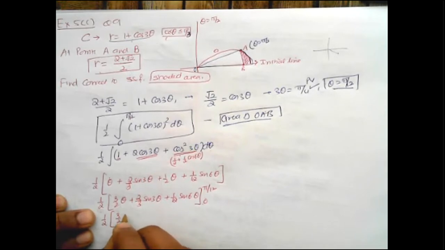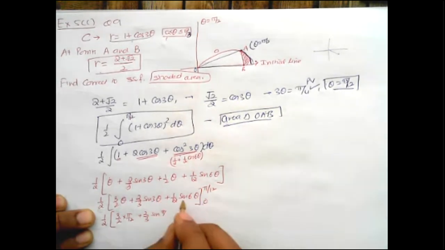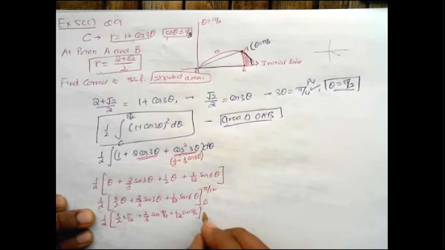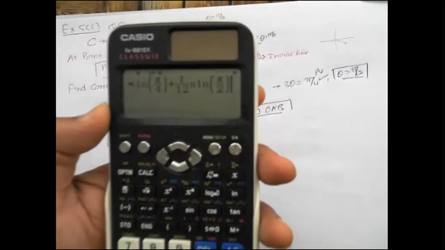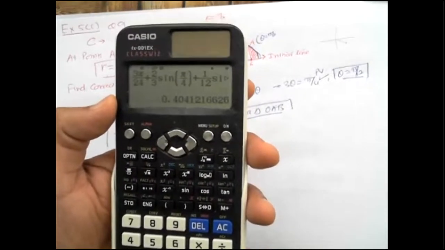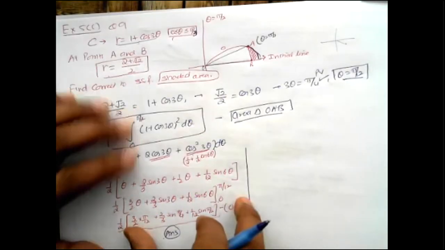This is 3 over 2 times pi over 12, plus 2/3 sine pi by 4. 3 times pi over 12 is pi by 4. And plus 1 over 12 sine pi by 2. Then take away 0 and put these values in to work out an answer. Let's see, what do we get there? So I put that in the calculator and let's see, what do I get? So this is what I get. I hope that's the correct answer. Check there's no mistake in the calculation.